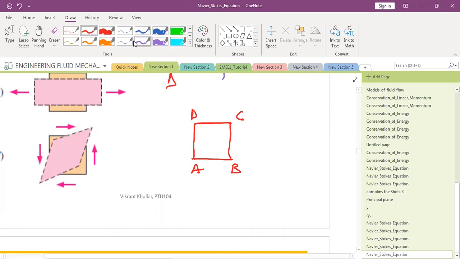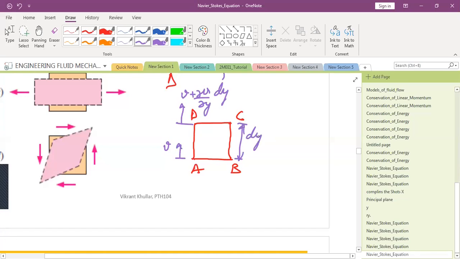If the velocity of a is v, and the velocity of d is v plus curly v by curly y into dy. This is dy. Then what will happen? AD will actually come to this location. So there will be linear deformation in the y direction. Yes, is this clear to you? Yes sir, it is clear.